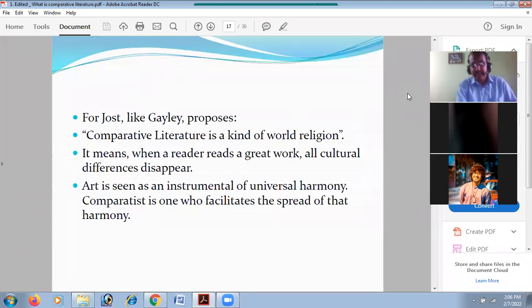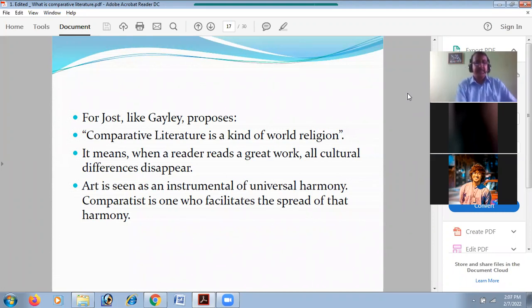So for Jost, Gale proposes that comparative literature is a kind of world religion. World religion means the religion that will cover all beliefs and notions of every religion of the world. In such a way, comparative literature is a field of study or a discipline that covers most of the individuals and the social perspectives, that is social language, social culture, social behavior, the psychological pattern, the physiological pattern, everything can be included in comparative literature. And for this reason, Jost says that comparative literature can be called a kind of world religion.